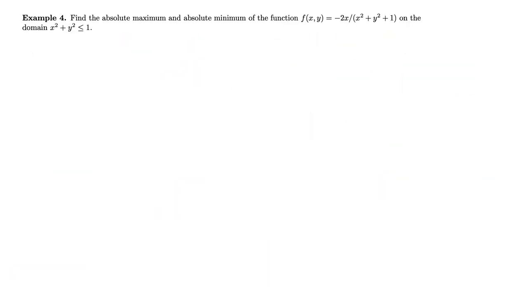Okay, so we want to find the absolute max and absolute min of this function, which is continuous and is also defined on a closed interval. So let's sketch this closed and bounded region on which this function is defined. It's basically inside the unit circle, including the boundary of the unit circle.